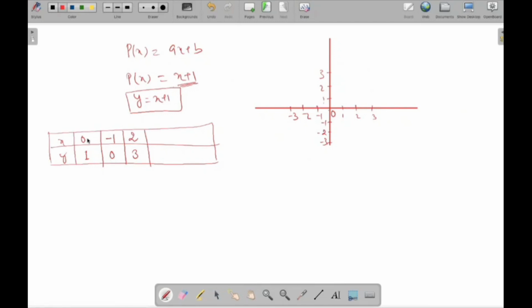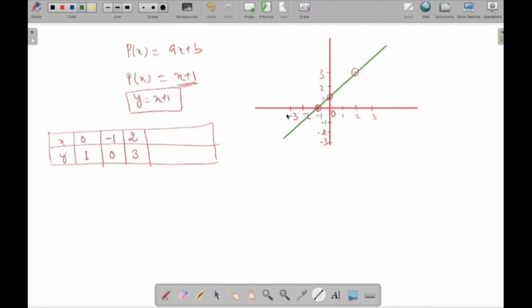For x equals 0, y equals 1. At x equals 0, y equals 1, so this is the point here. One point. When x is minus 1, y is 0, the point is over here. When x is 2, y is 3, the third point is somewhere over here. And once we have got the points, we can just draw the line. Now I can just draw the line, and it will pass like this.